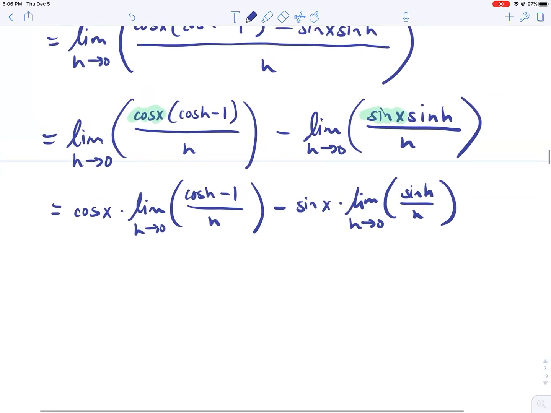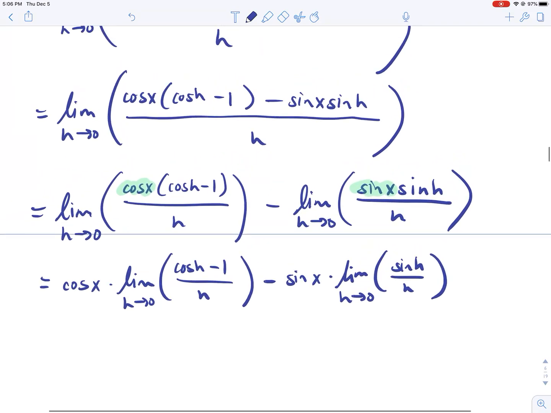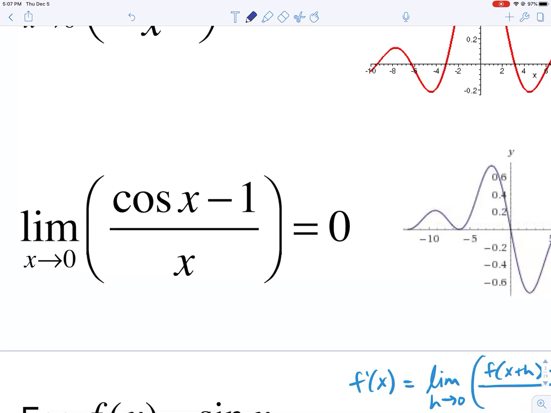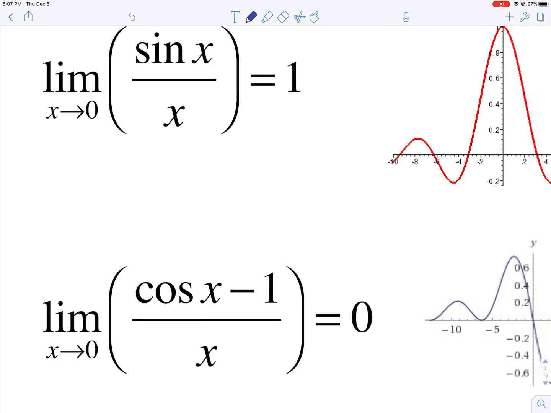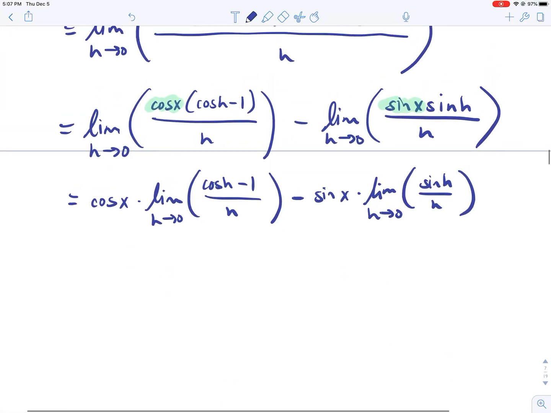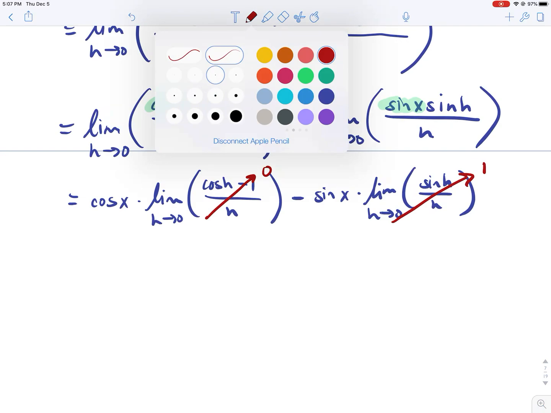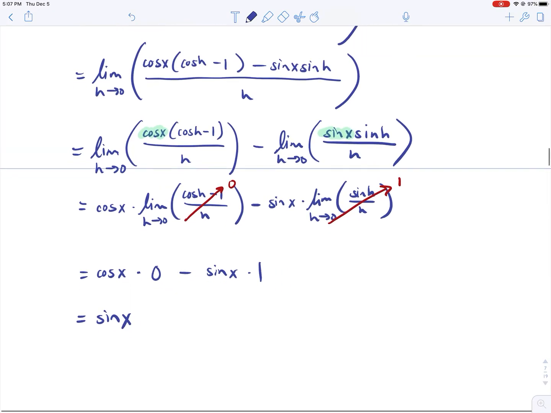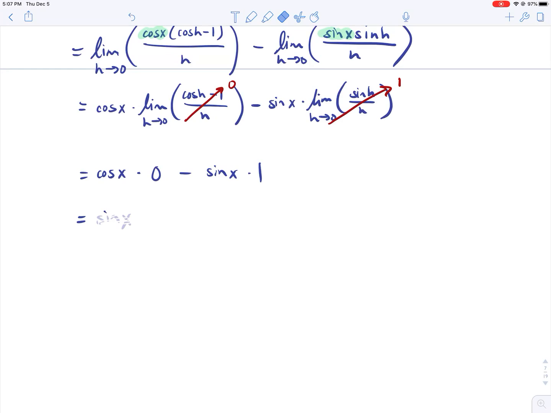And then we can reference our facts from above. So remember, as x approaches 0, cosine of x minus 1 over x is 0. And the limit of sine of x over x as x approaches 0 is 1. So this will go to 1, and this will go to 0. So we would have cosine of x times 0 and then minus sine of x times 1. So guess what? The derivative of cosine is going to be negative sine.